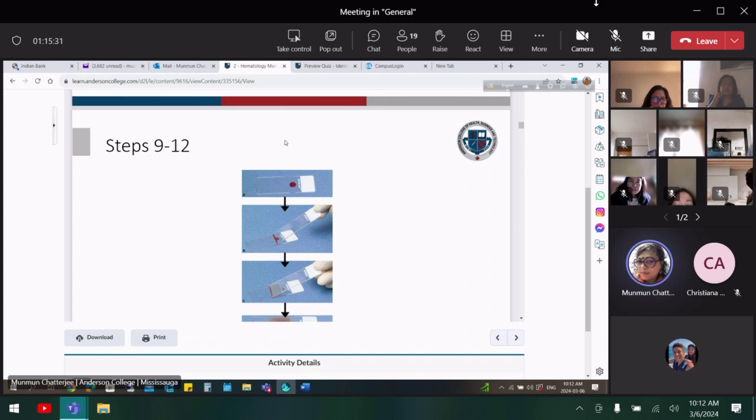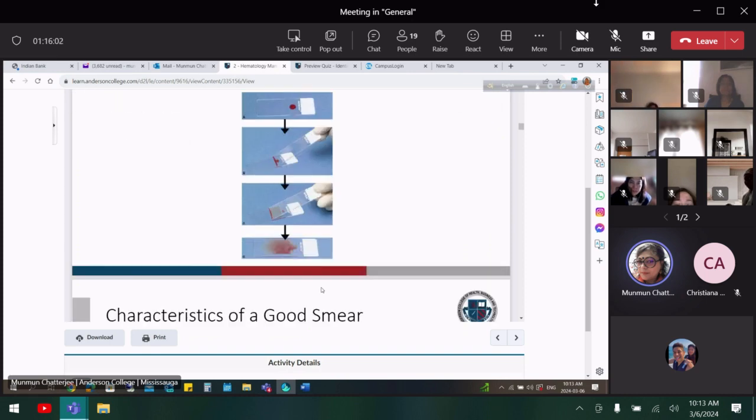Either using the top dropper, you can put the blood here, or with the capillary tube, you can place a drop of blood here. Then you have this hand. With the right hand or your dominant hand, you are going to touch the blood. And when you touch the blood, it's going to spread like this. It has to be very quick, otherwise the blood is going to be dry.